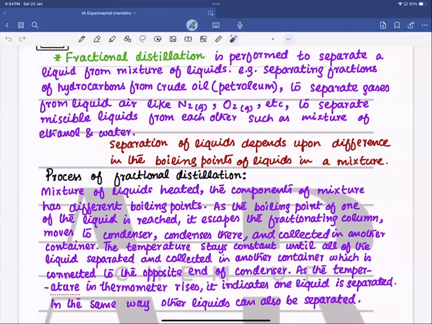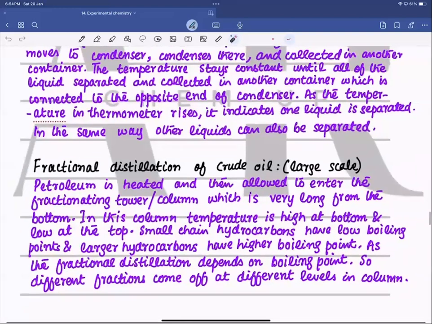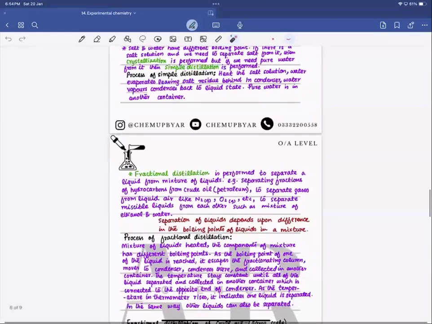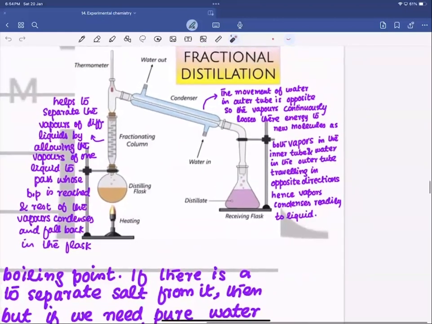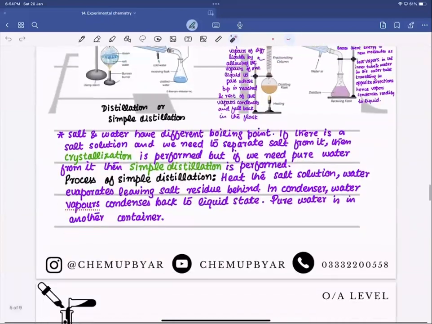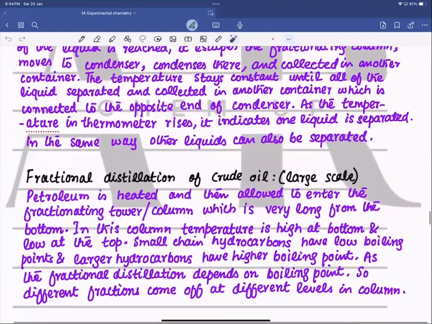When we talk about the fractional distillation of crude oil, it is basically not done like this, because that is what we do in labs. The crude oil is always taken out from underground, so it is in very large quantities. So instead of a lab, it is done in a fractionating column, which is a very long and huge tower.